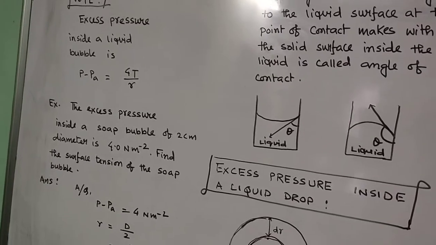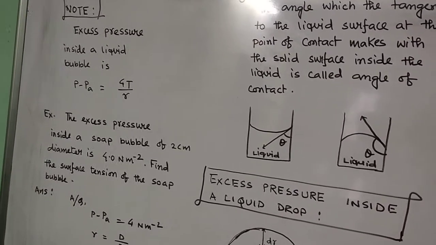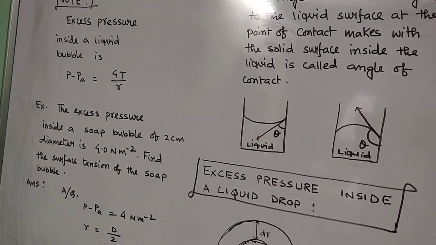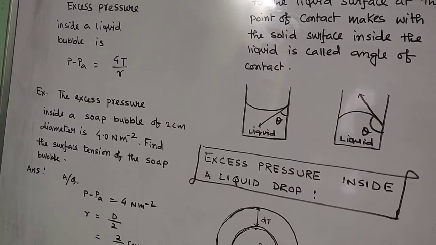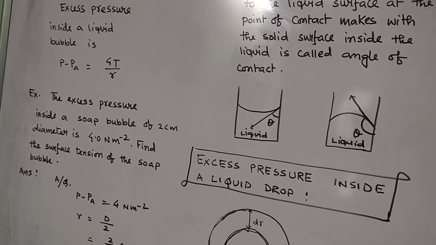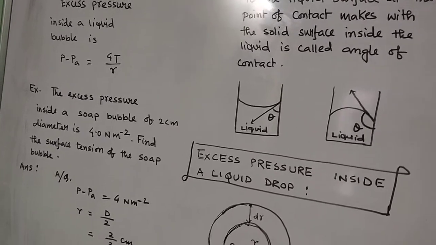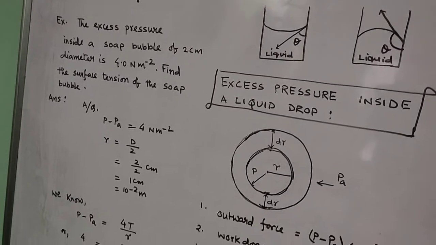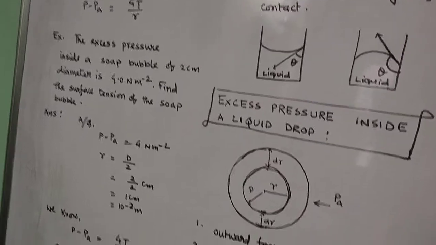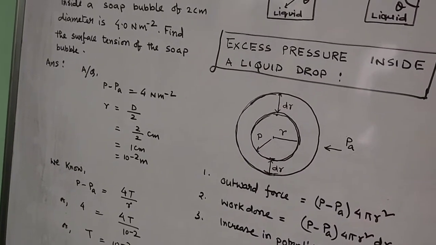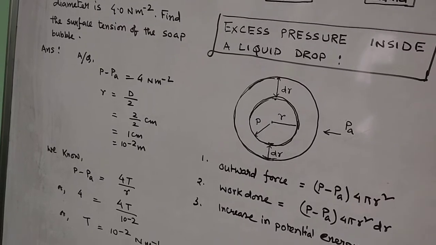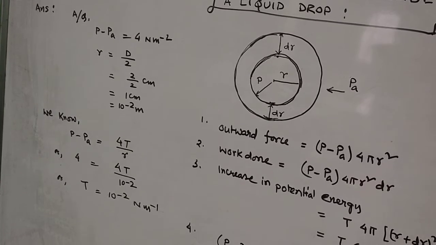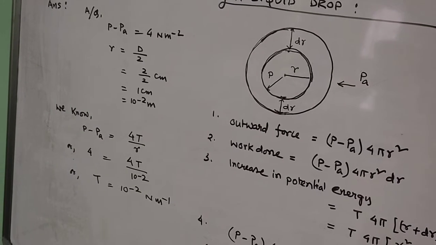Now next we are going for the application part for the excess pressure. The excess pressure inside a soap bubble of 2 centimeter diameter is 4 Newton per meter square. Find the surface tension of the soap bubble. So P minus PA is your excess pressure, which is given as 4 Newton per meter square, and the diameter is 2 centimeter, so radius R equals D by 2, which comes out to 1 centimeter, that is 10 to the minus 2 meter. So use the formula P minus PA equal to 4T by R. P minus PA is 4, and R is 10 to the minus 2. So the 4 goes off, and T equals 10 to the minus 2 Newton per meter.